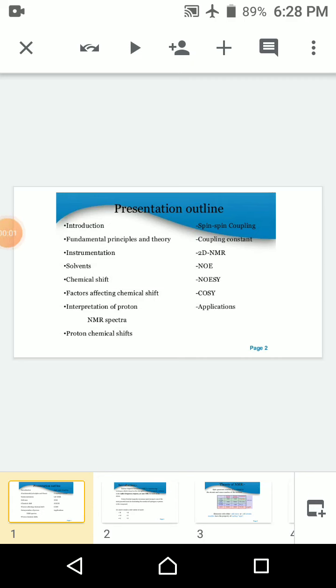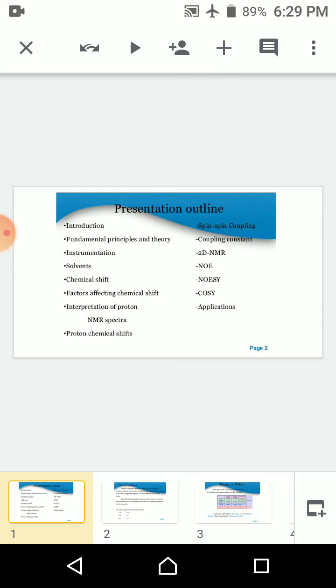Today we have discussed about the NMR. First of all, we want to say what is the NMR. NMR is nuclear magnetic resonance spectroscopy. It is widely used in medicines, pharmaceutical chemistry, organic chemistry, and somewhere in the diagnosis of drugs, etc.